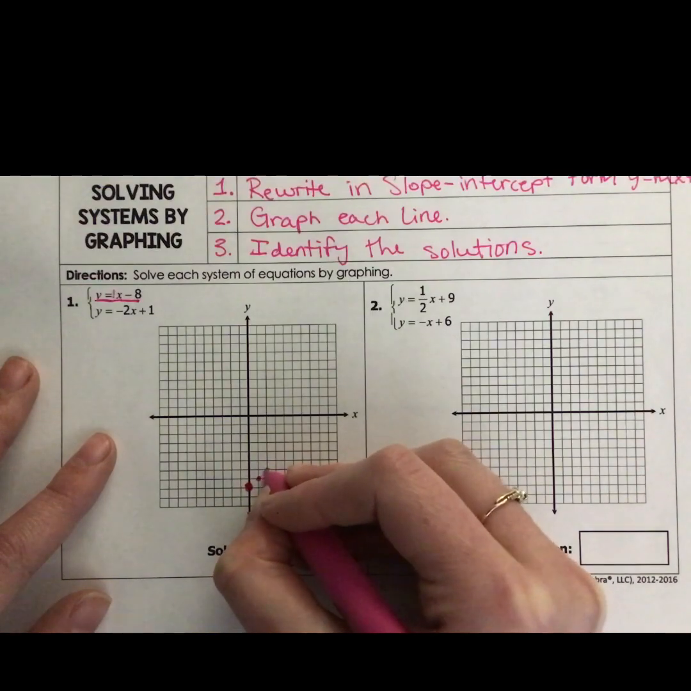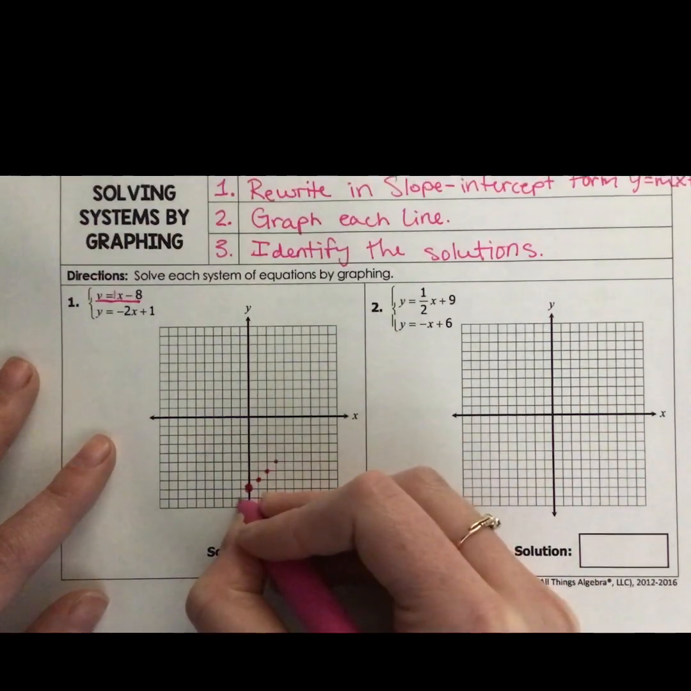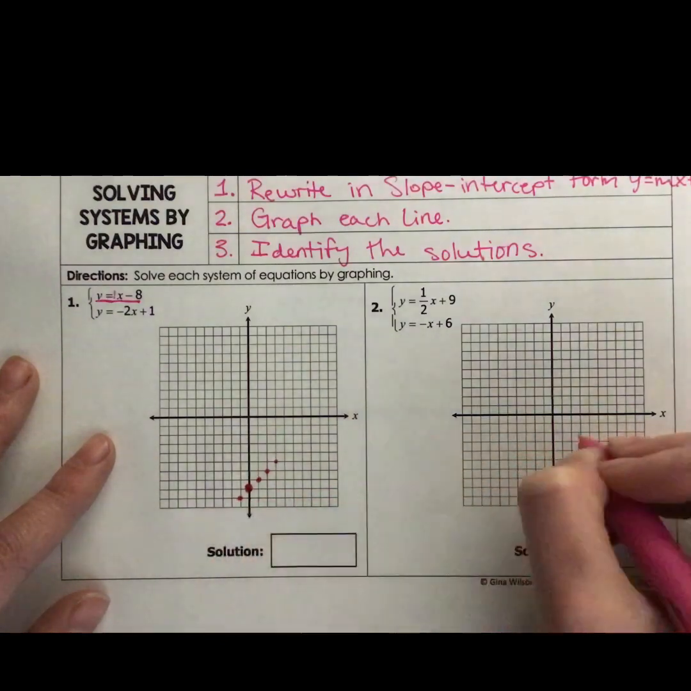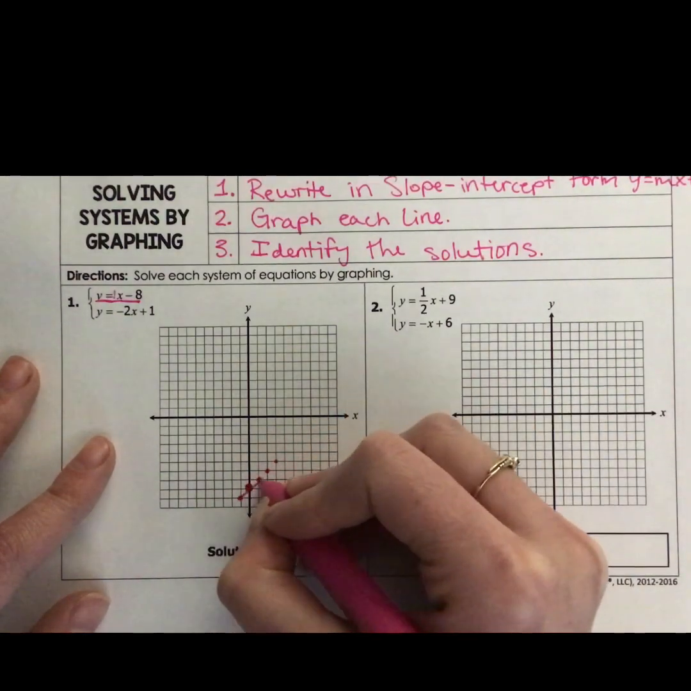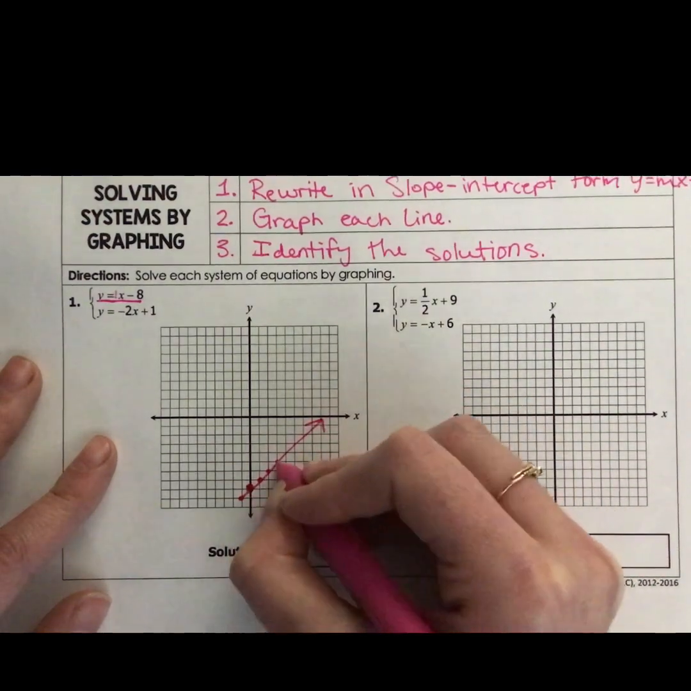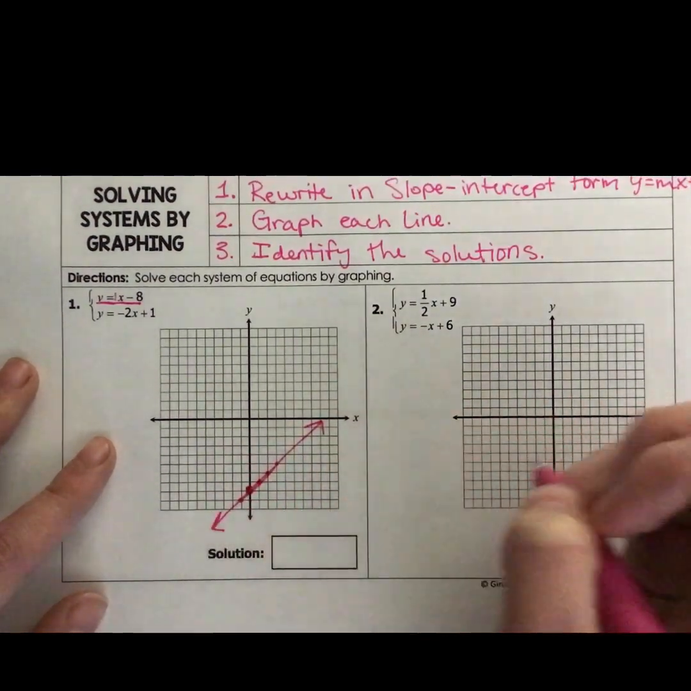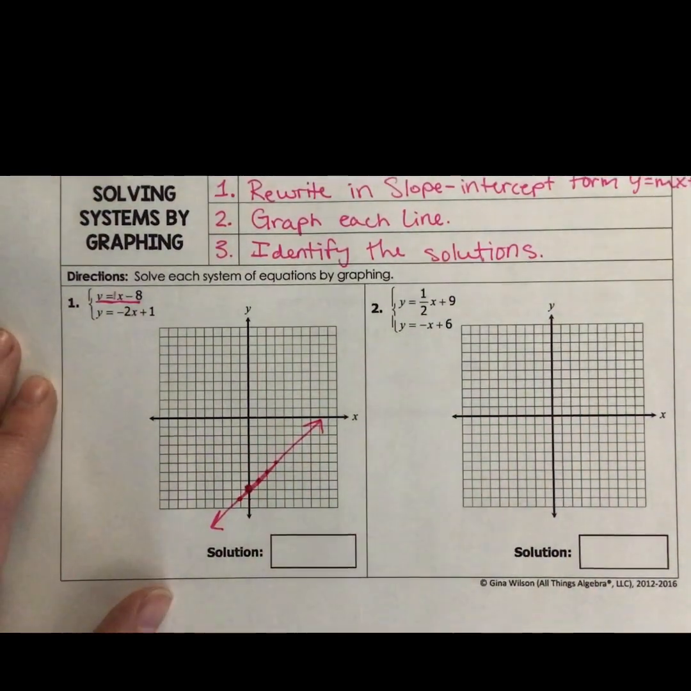I'll make a couple more. There we go. Or I can do this the opposite way, where if I were to go down 1, I would have to go to the left 1. Either way you go, you get this nice straight line that comes through those points there.